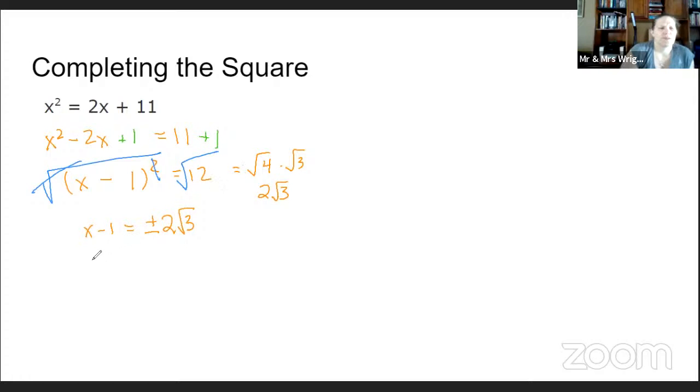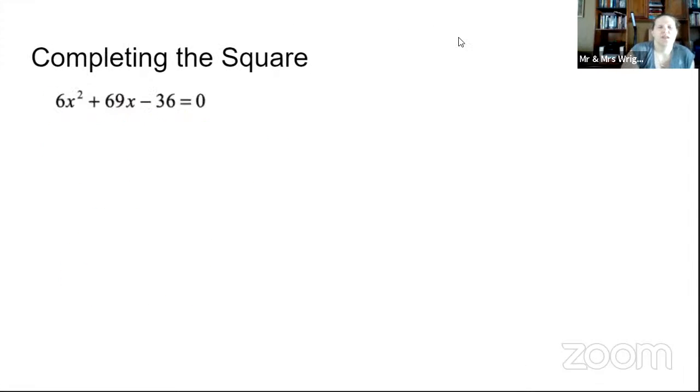All right. So now I'm going to have x equals, my minus 1 needs to move from the left to the right. So it's going to change from negative to positive. So 1 plus 2 square root of 3 and 1 minus 2 square root of 3. And those are my two exact answers.